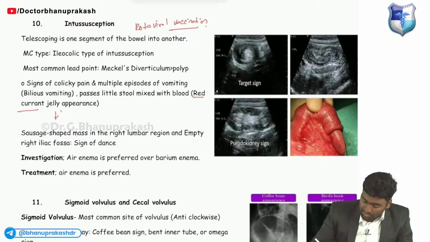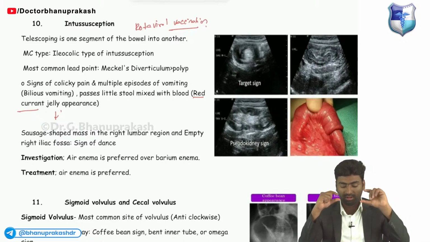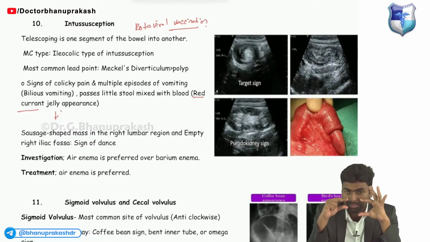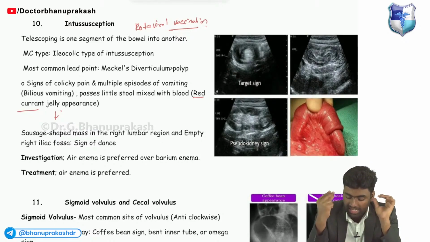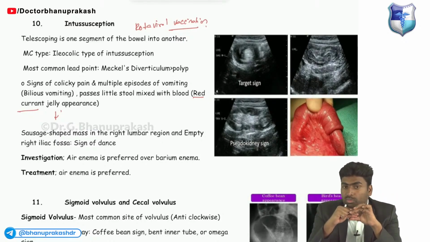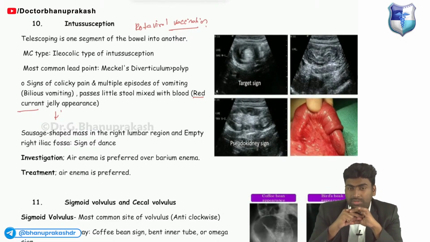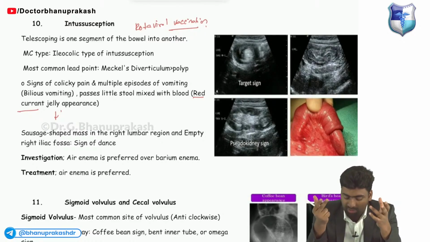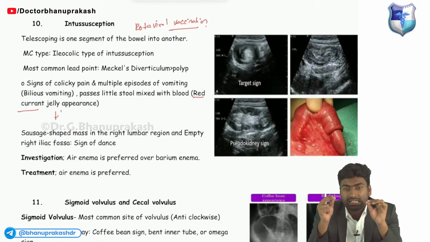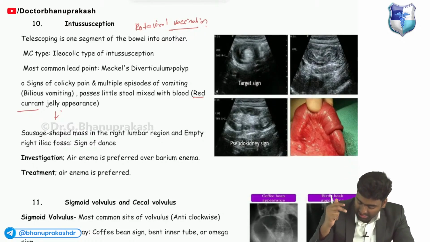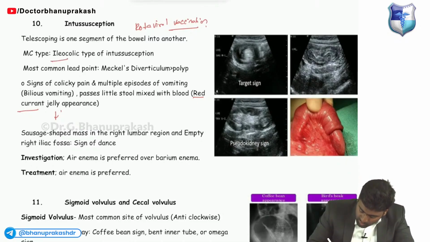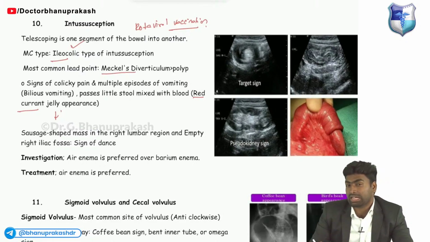Fine. So here, if you are able to see, one loop of the bowel is being herniated into the other loop. Most commonly it is due to Peyer's patches causing this intussusception. The most common site in children is ileocolic, the most common type. And the most common lead point here is Meckel's diverticulum.